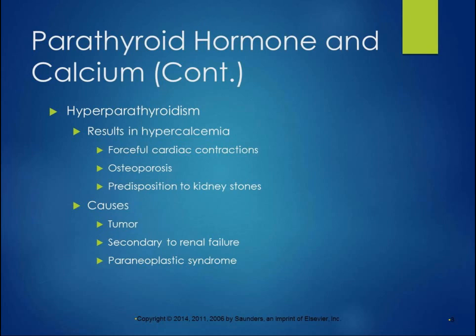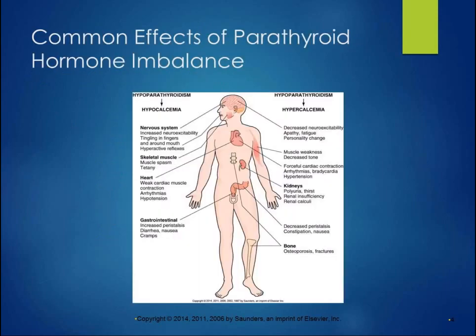Sometimes you'll get hyperparathyroidism secondary to renal failure, or paraneoplastic syndrome, which we just talked about, where the tumor is producing a bunch of the hormone. So these are the effects of parathyroid hormone imbalance. So hypoparathyroid causes hypocalcemia. There's a typo on that slide. Anyway, hyperparathyroid causes hypercalcemia. And there's the list. So, that's interesting. I'll have to write to the publisher on that one. That's straight out of the book.